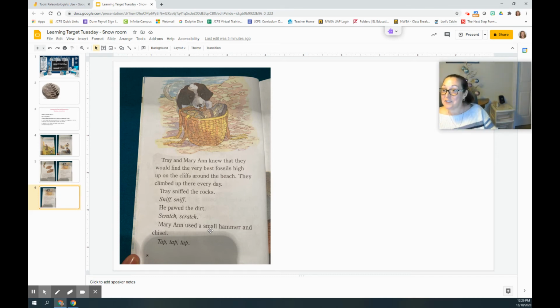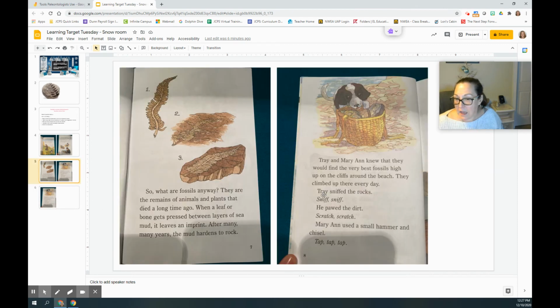Okay, so first you're going to go over to your Google form that I've linked in this lesson, and you're going to answer your 2 multiple choice questions about this text. Then you're going to go over to our Jamboard that's called Tools Paleontologists Use. And you're going to make me a sticky note to tell me, how do paleontologists use a pickaxe, which is a small hammer, and a chisel? Now, it tells us here that Mary Ann used the small hammer and the chisel, and she's using that to get the fossil out.